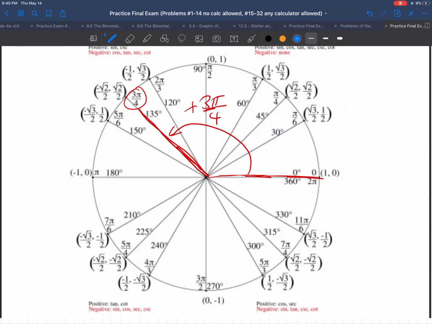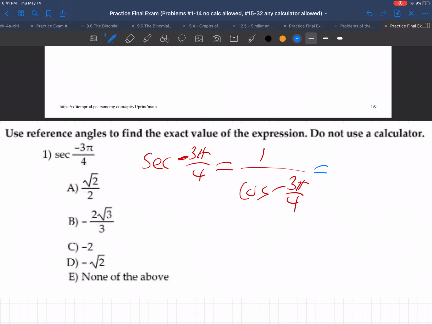How are we going to find negative 3 pi over 4? Well, we're going to need to go the opposite direction the same amount. See how that's the same spot, the opposite direction? It goes the same distance but the other way. So that's negative 3 pi over 4. Here's the cosine and here's the sine. We want cosine, which is negative root 2 over 2. So this is 1 over negative root 2 over 2.